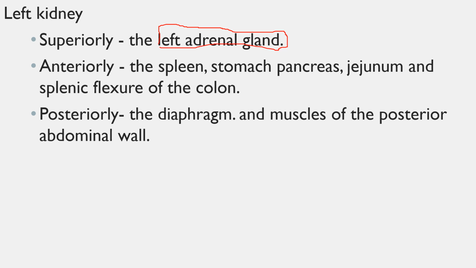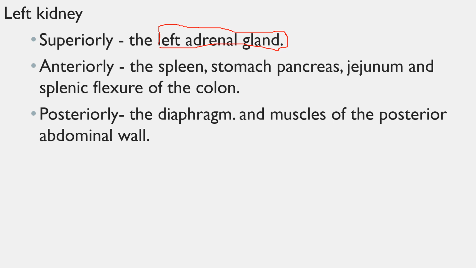If you like, when you are studying, please tabulate these features. Just have a column and say this is left, this is right. Then you start saying that superiorly on the left kidney there is the left adrenal gland. On the right kidney superiorly there is a right adrenal gland. Then you go until you reach the posterior part.